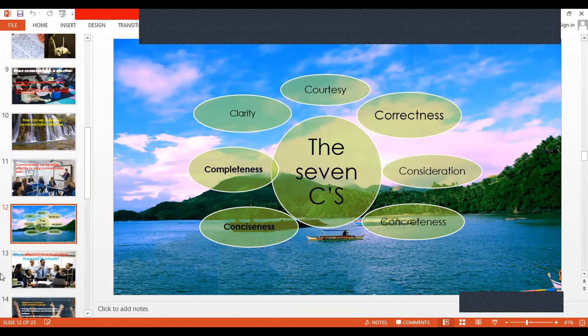Our third communication skill is consideration. This skill is about the listeners, the people you are addressing, being more important than what you are saying. Suppose in the middle classes you go and talk about quantum physics. Will they understand? Surely not.